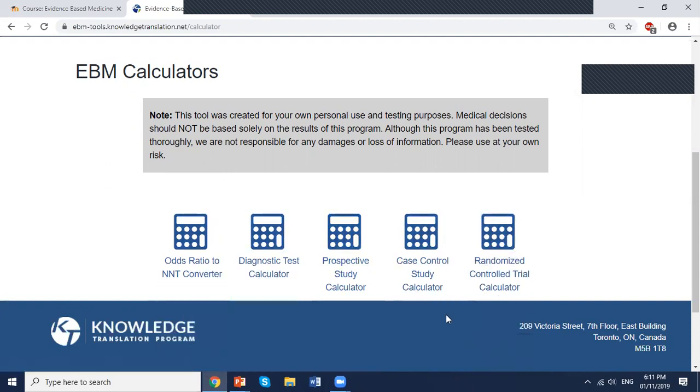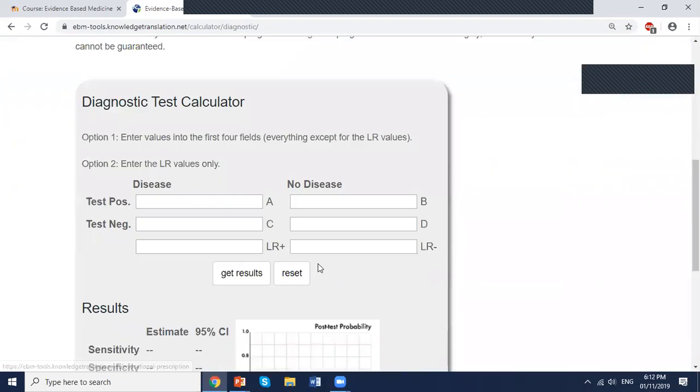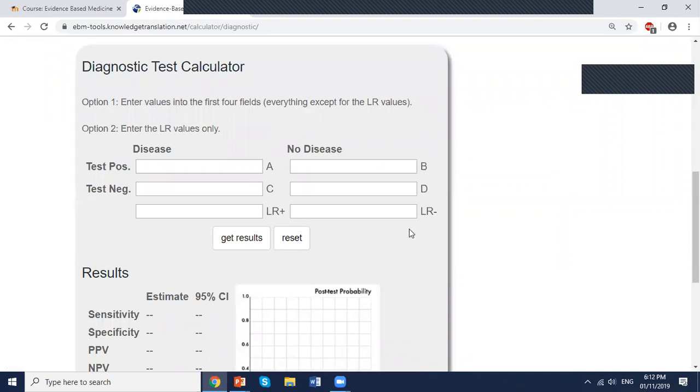Which one do I have to pick? I have to pick diagnostic. And then, see, disease, no disease, A, B, C, D, this looks familiar. So what we have to do now is just put 80, and then 55, and then here I have to put 5, and then 65.